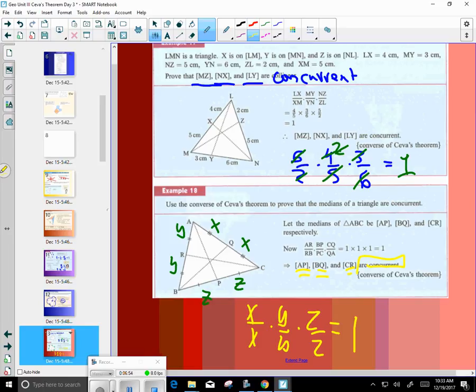So the key to this is picking a point, it doesn't matter which one, and then just going in the same direction, ratio, ratio, ratio, ratio, ratio, ratio, and then that should be equal to 1 in order to meet the expectations that they all intersect in the middle concurrently.